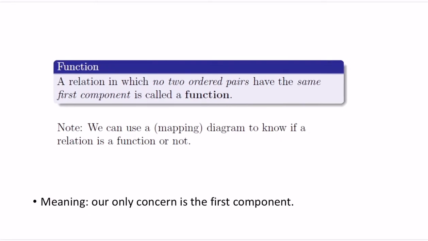Now let's go to function. What is a function? A function is a relation in which no two ordered pairs have the same first component. Okay, so for every ordered pair, no two of them must have the same first component in order for it to become a function. Now we can use a mapping diagram to know if a relation is a function or not. So our only concern here is the first component. One domain maps to one range.